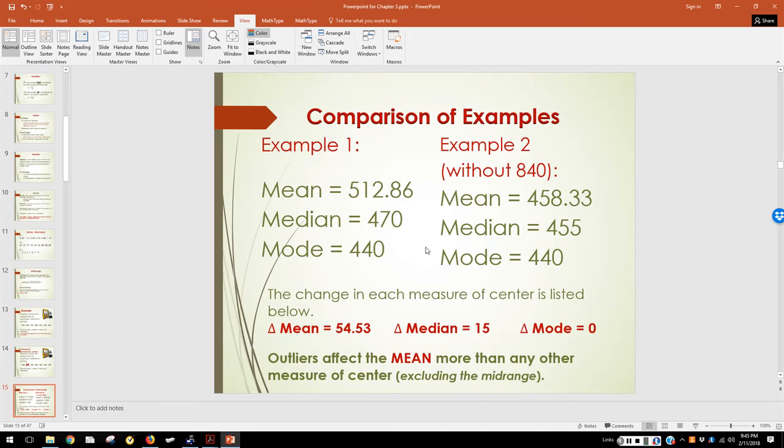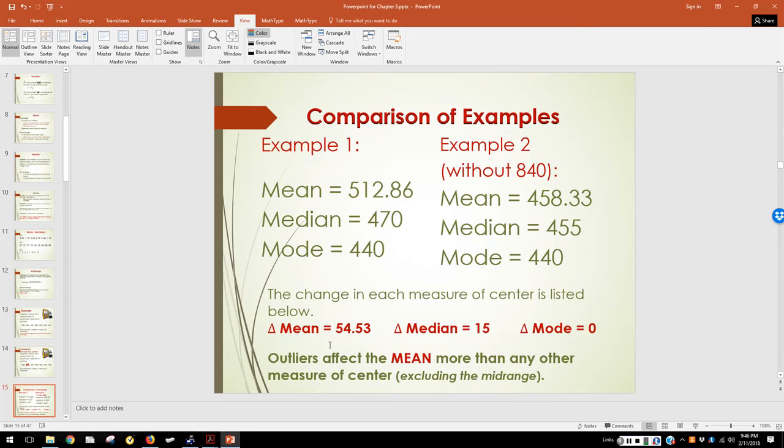However, when we removed the $840 air conditioner, the mean dropped down to $458.33, which was a lot more reasonable value. The median did change because we went from having 7 to having only 6 data values. So the median turned out to be between the 440 and the 470 air conditioner, and that turned out to be 455. And the mode was unaffected because it still only showed up twice. It was the $440 air conditioner.